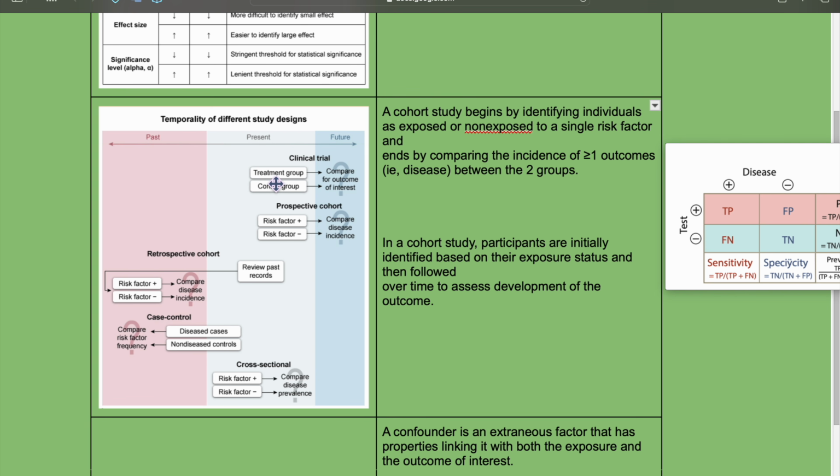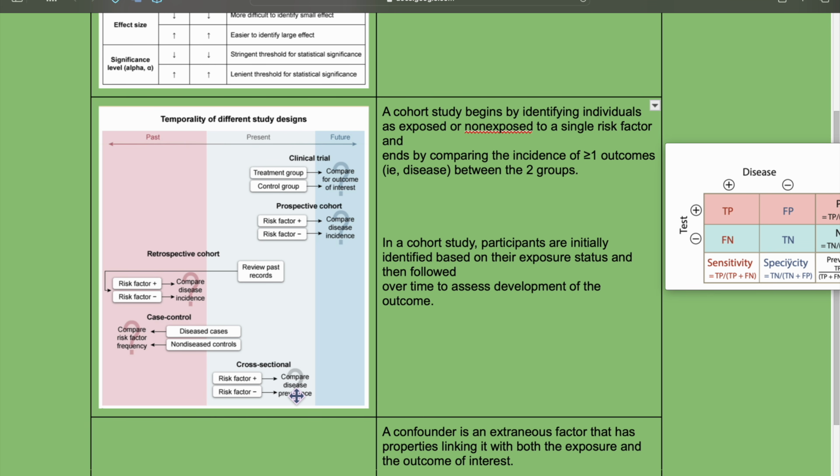So a clinical trial is going to be a treatment group and a control group, and then you compare the outcome, right? This is not going to be an observational study. Clinical trials are experimental studies, so it's quite easy to figure out, whereas case control and cohort ones are going to be mostly observational. So a clinical trial just is different. It's experimental. Cross-sectional is just right now what's happening.